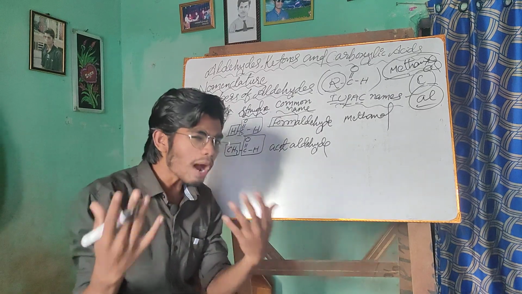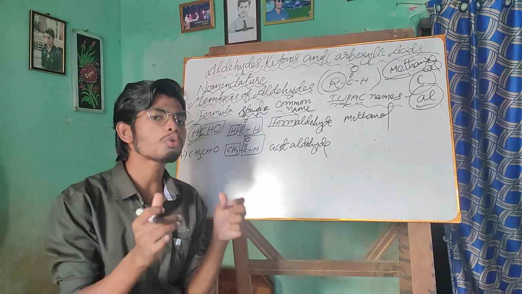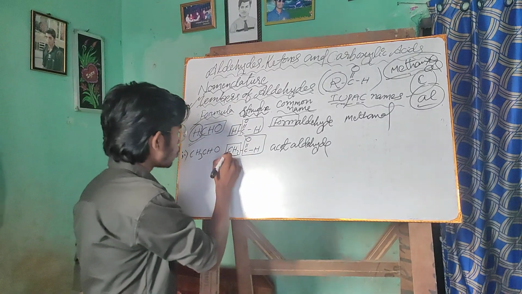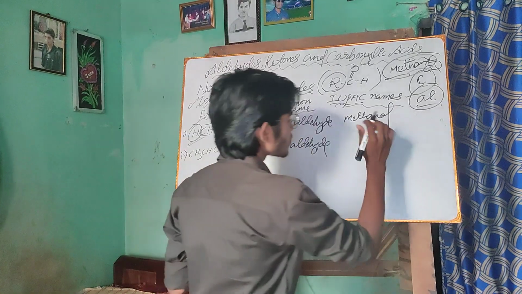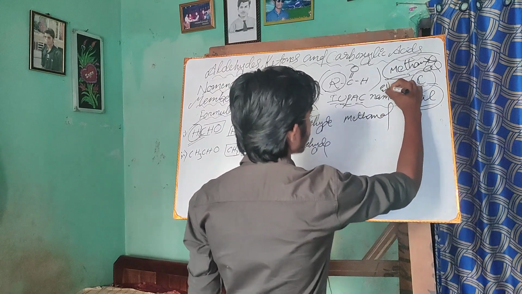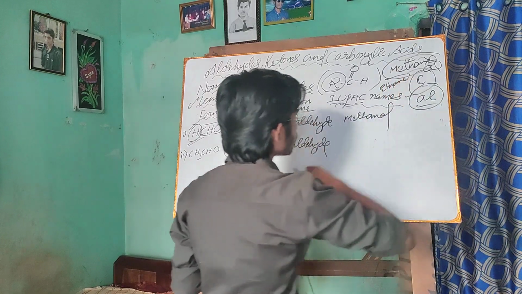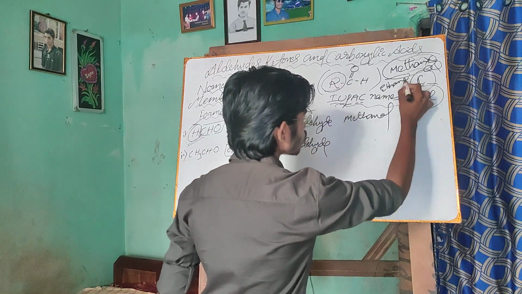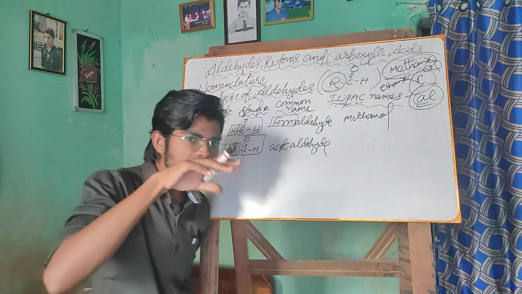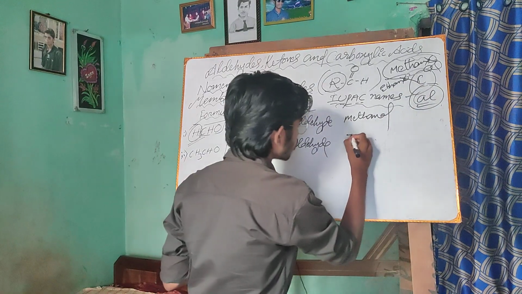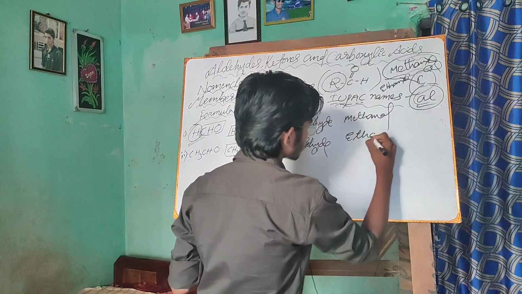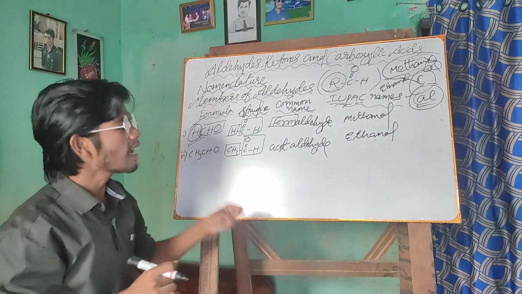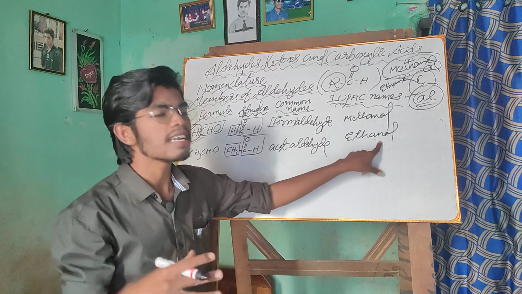Now, IUPAC name means, first of all, you need to identify how many carbon atoms are there. 1 and 2, two carbon atoms are there. Since two carbon atoms are there, we'll write ethane. And what is the suffix of this aldehyde? The suffix of this aldehyde is Al. So this E will be replaced and Al is attached here. That means you will have to write ethanal. So what is the second member of the aldehyde? Yes, the second member of the aldehyde is ethanal.